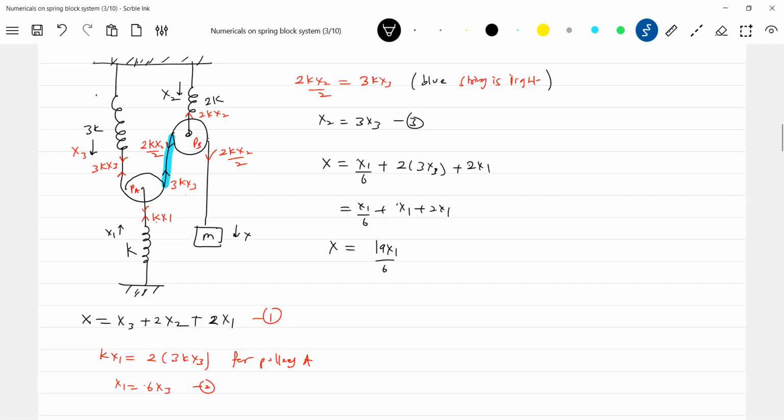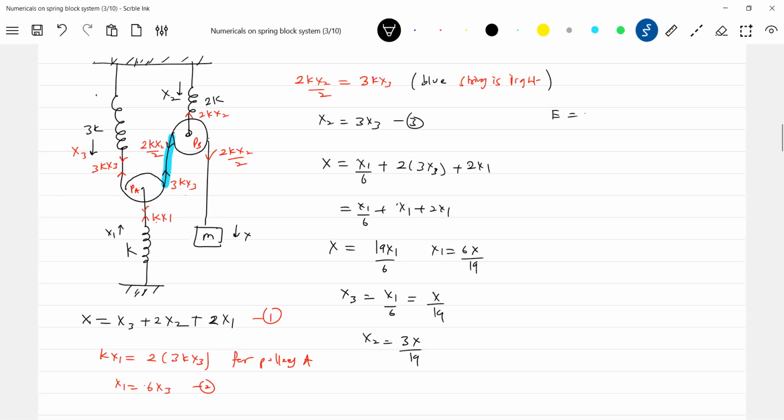Once you know x1 in terms of x, you can bring all other things. So we know x3 equals x1 by 6, so x by 19. Now what about x2? x2 will be 3x3. x3 is x by 19. So x2 will be 3x by 19. Okay, what is the energy equation?